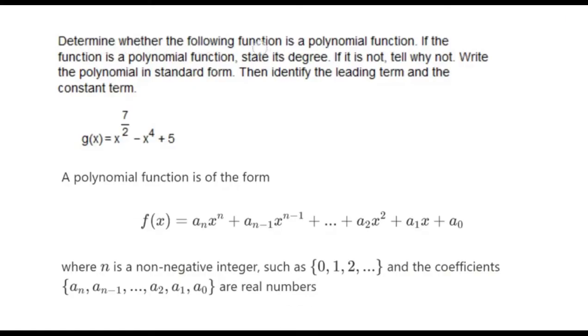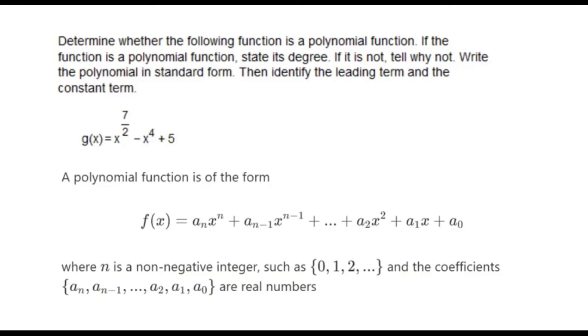Determine whether the following function is a polynomial function. If the function is a polynomial function, state its degree. If it's not, tell why not. Write the polynomial in standard form, then identify the leading term and the constant term. We have g of x equals x to the 7/2 minus x to the 4th plus 5.